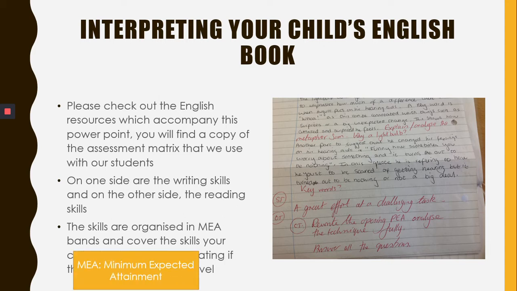As you can see from the picture there, that's an example of an assessed piece of work. The ST stands for stamp because we try and reward all our students as much as we can. The OT stands for on track because that student has hit their MEA. And the most important thing on there is the CT. It stands for challenge task. What we're asking the student to do is to look at their work and improve it and act on the feedback given.